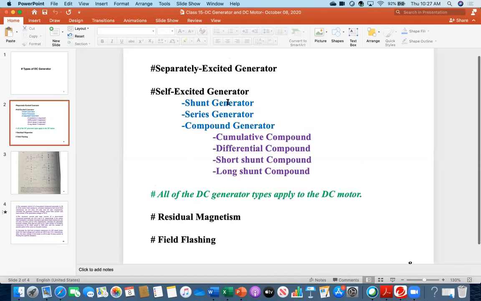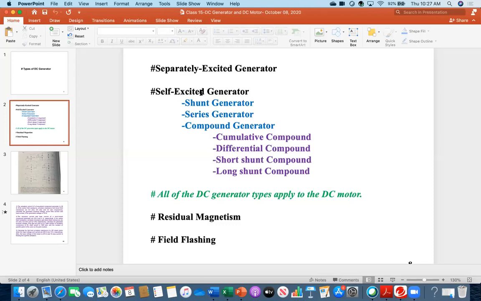Now, here in the next slide, I have mentioned one type of generator, which is called separately excited. I am going to show you through a diagram; I will take you to the board and explain. The other type is called self-excited. So there are two main classifications: separately excited and self-excited.